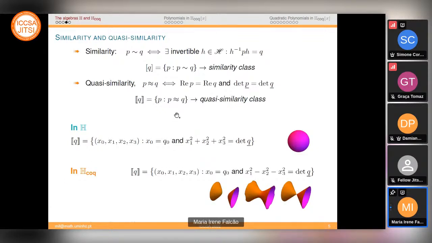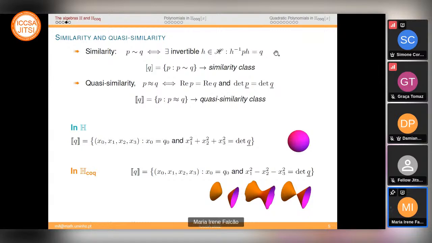As you have already seen, we can define two different equivalence relations. In the case of the quaternions, both equivalence relations are exactly the same, but in the case of coquaternions, this is not the case. So I'm going to call similarity the kind of relation where a quaternion or a coquaternion is said to be similar to another if it can be written in the form.